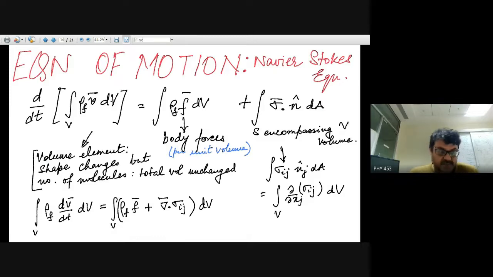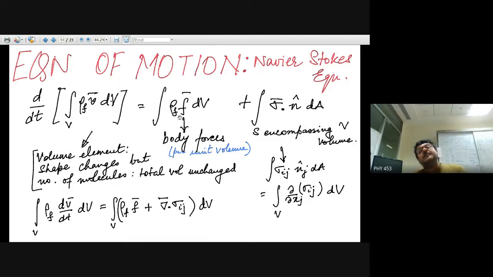for Newton's equation, m d2r dt2, or m d/dt of the momentum in a unit volume. So rho into v, mass per unit volume into velocity vector, integrated over volume. So momentum density, if you like, is equal to any forces, external body forces, which might be acting on that element of the fluid. Of course, this F, just to remind you, is per unit volume.